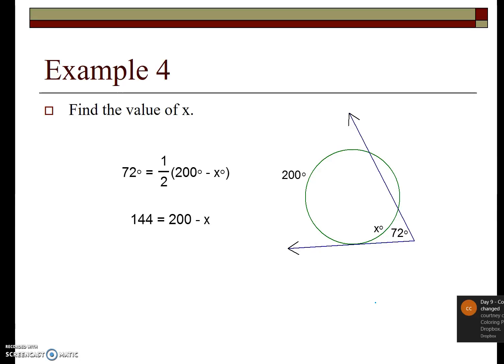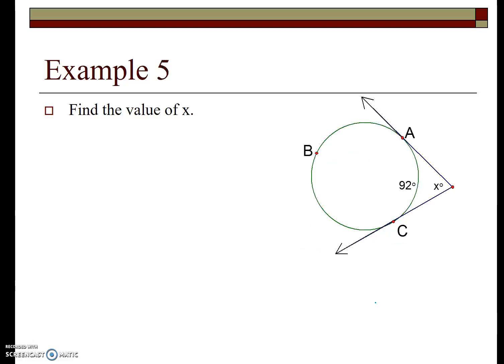So 144 is equal to 200 minus x. Subtract the 200 from both sides, and then divide by -1. So the value of that arc there, that x, is going to be 56 degrees. Let's do another example here.